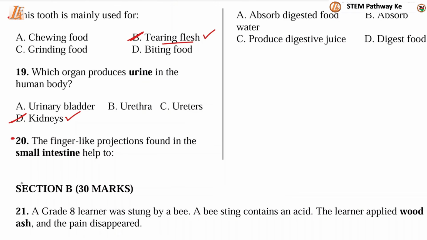Question 20. The finger-like projections found in the small intestines help to. These finger-like projections are called villi, and these villi are used to absorb digested food. So in this case, the correct answer is that they are used to absorb digested food. That is A. The correct answer is A.